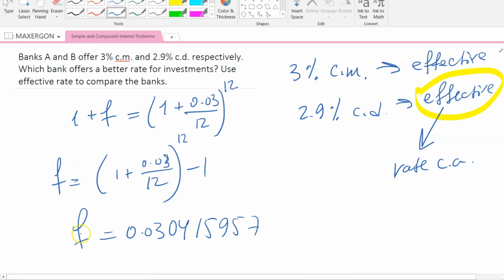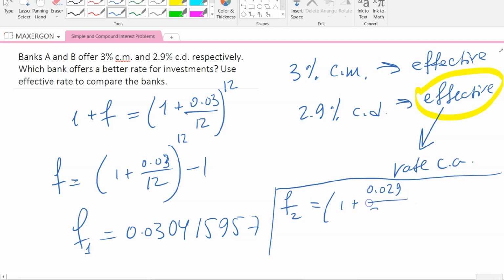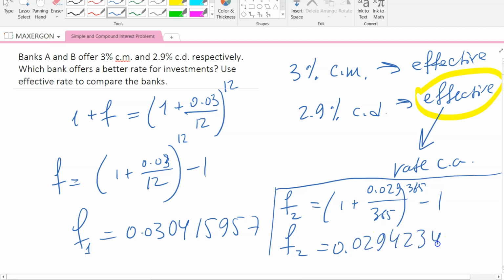Let's just use F1 here, to differentiate it from another effective rate that we'll now find for 2.9% compounded daily. So we'll do the same thing. F2 will be 1 plus, now this time it's going to be 0.029 divided by 365, because there are 365 days, exponent 365, minus 1. So F2 is going to be 0.029423409.